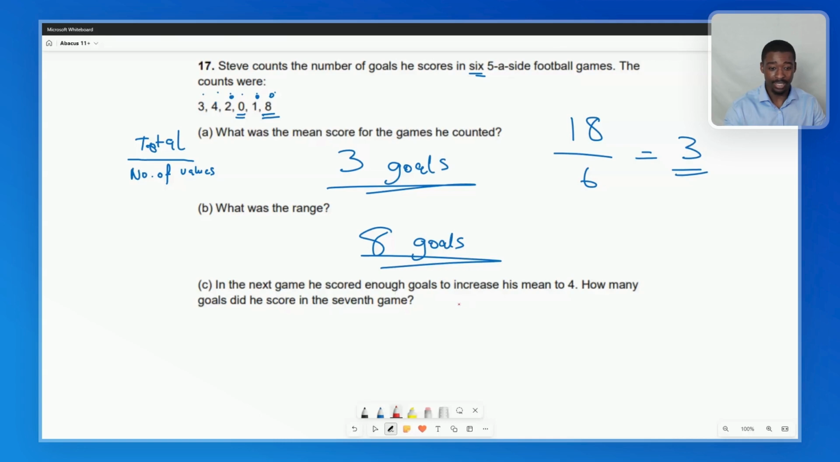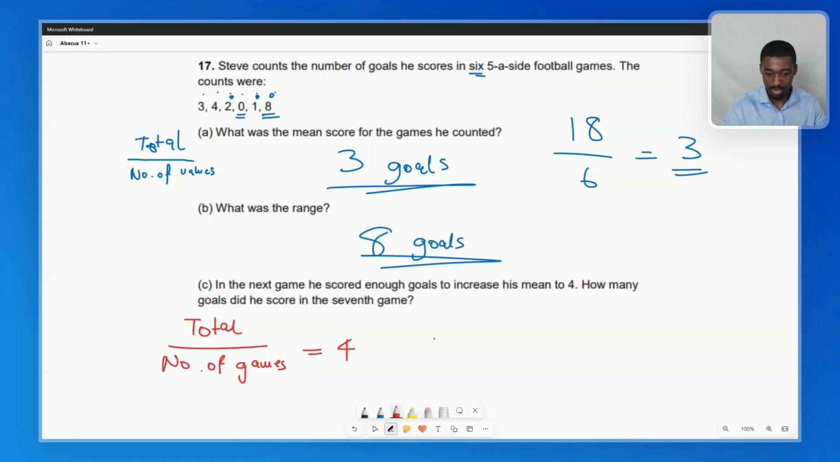We're told the mean is now 4. So the total over the number of values, or in this case, number of games, is no longer 3, it's now 4. What else do we know? Well, we also know the number of games has increased, right? It's gone up because he's played an extra game in the next game. So now we have not 6 games, but 7 games.